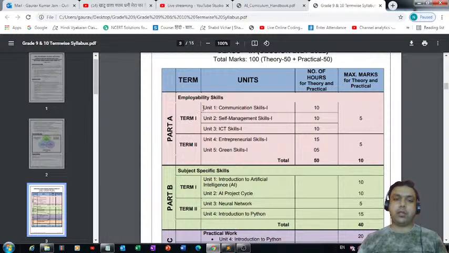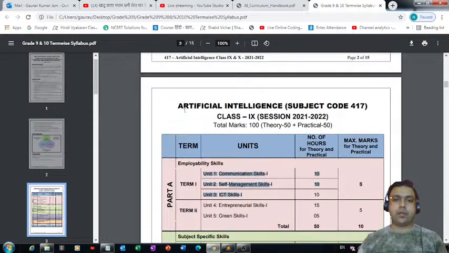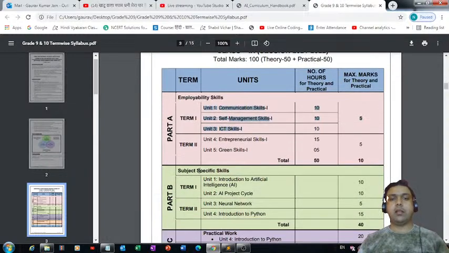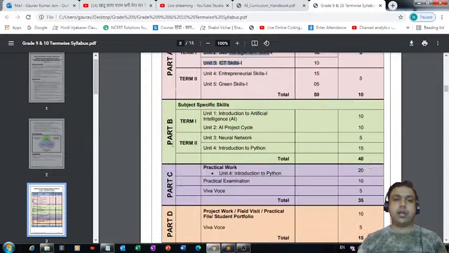For term 1, you'll have to prepare these first 3 units of employability skills. Basically, the syllabus is divided into 2 parts. Part A is based on employability skills, and part B is based on subject specific skills. So for employability skills in term 1, these 3 units are going to come. And from part B, you'll have to prepare these 2 units.